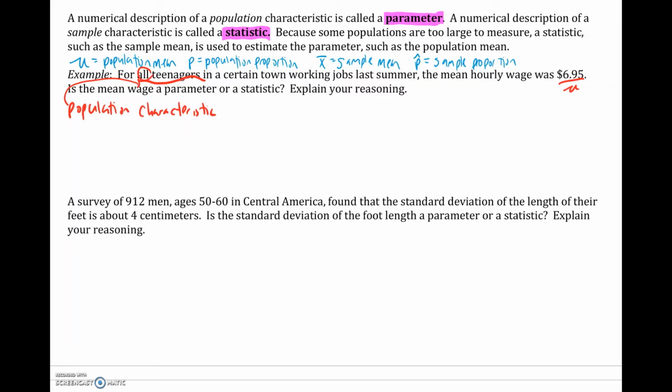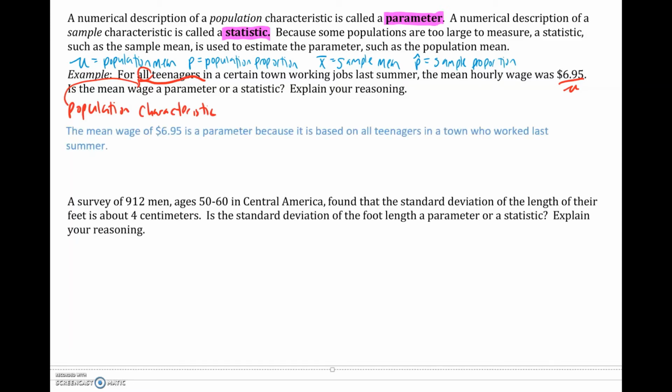So again, I'm saying it's a parameter because we're dealing with all. So it's the entire population. All right, so there you go. That's my sentence there. The mean wage of $6.95 is a parameter because, like I said before, it's based on all. It's that population.